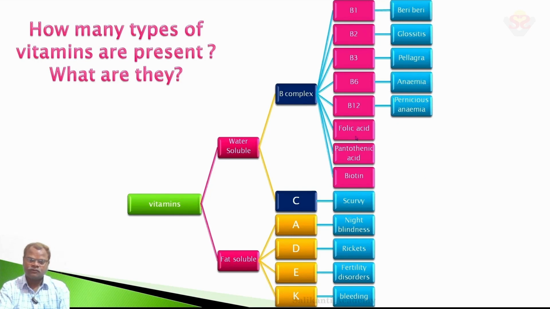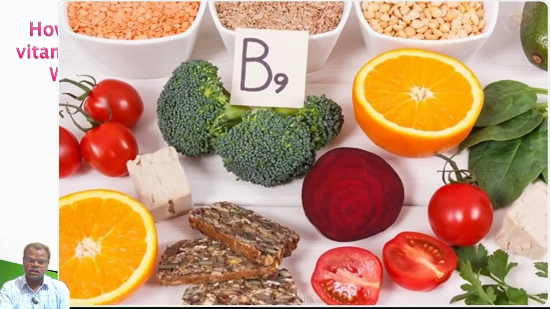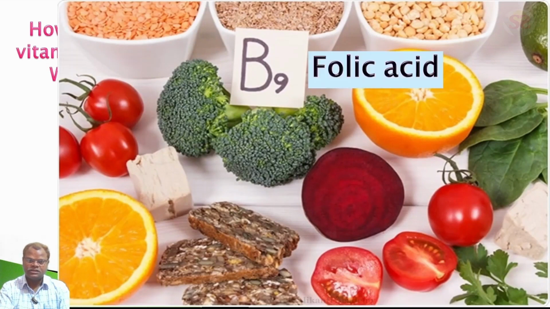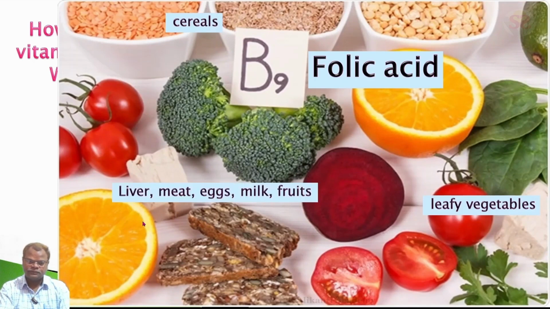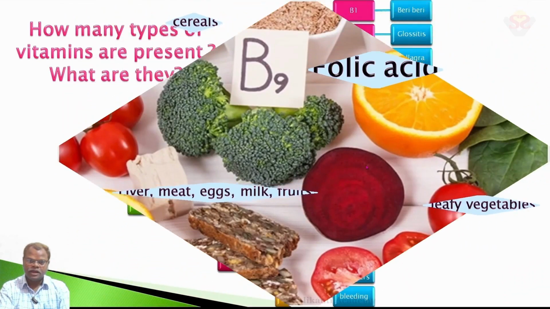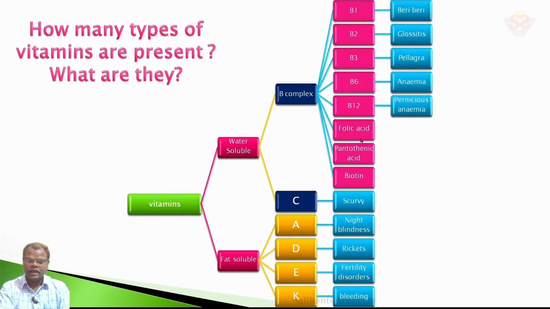The major sources of folic acid are these food items. The chemical name of vitamin B9 is folic acid, also called vitamin B9. The major sources are cereals, leafy vegetables, liver, meat, eggs, milk, fruits. These are the major sources of folic acid. Lack of folic acid causes anemia.